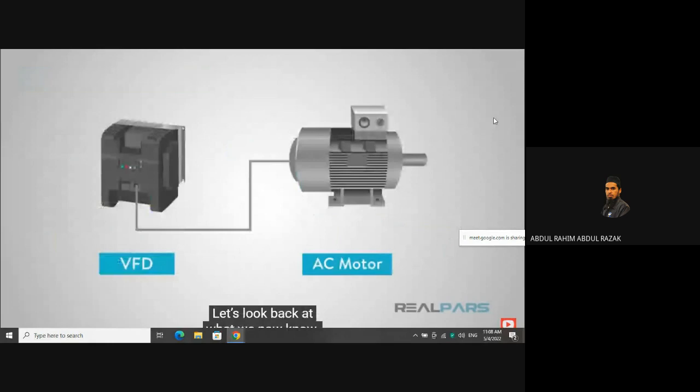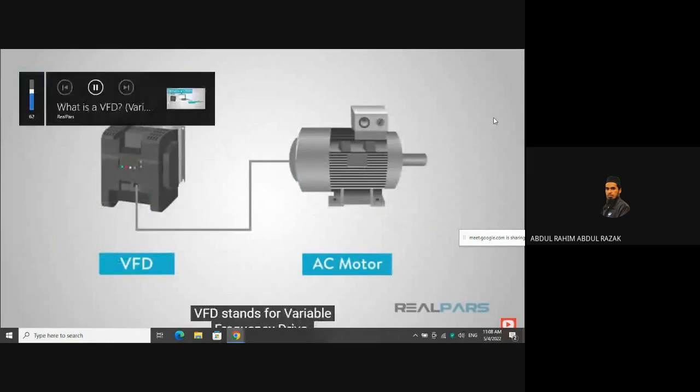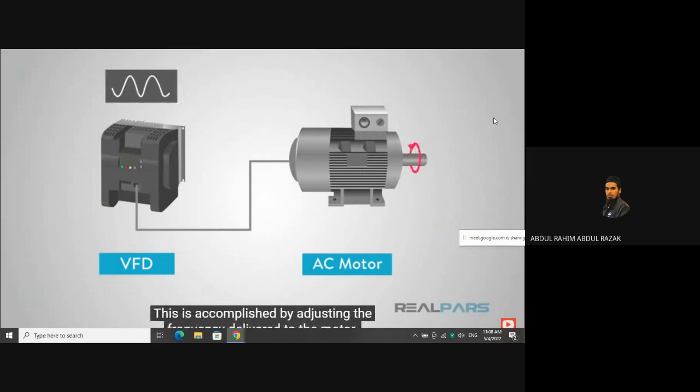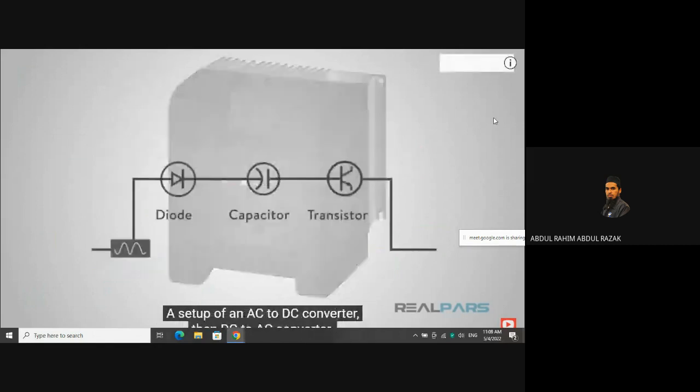Let's look back at what we now know. VFD stands for Variable Frequency Drive. They are used for controlling the speed of an AC motor. They are also used for ramping up a motor for a smooth startup, or to prevent a heavy load from straining the motor on startup. This is accomplished by adjusting the frequency delivered to the motor. A setup of an AC to DC converter, then a DC to AC converter.